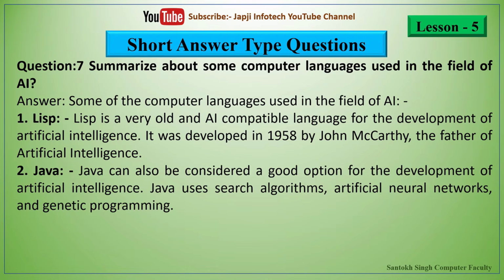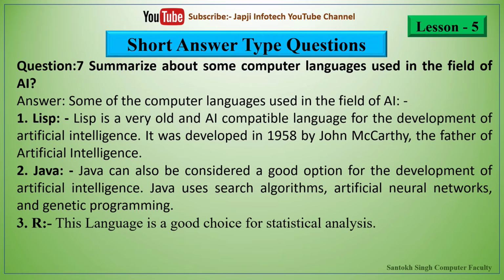And second one is Java. Java can also be considered a good option for the development of artificial intelligence. Java uses search algorithm, artificial neural network, and genetic programming. And third one is R. This language is a good choice for statistical analysis.